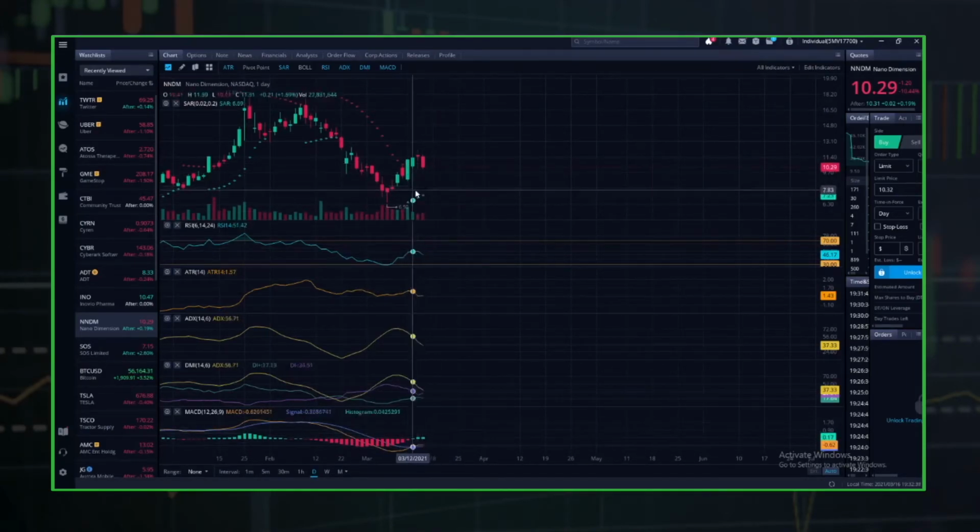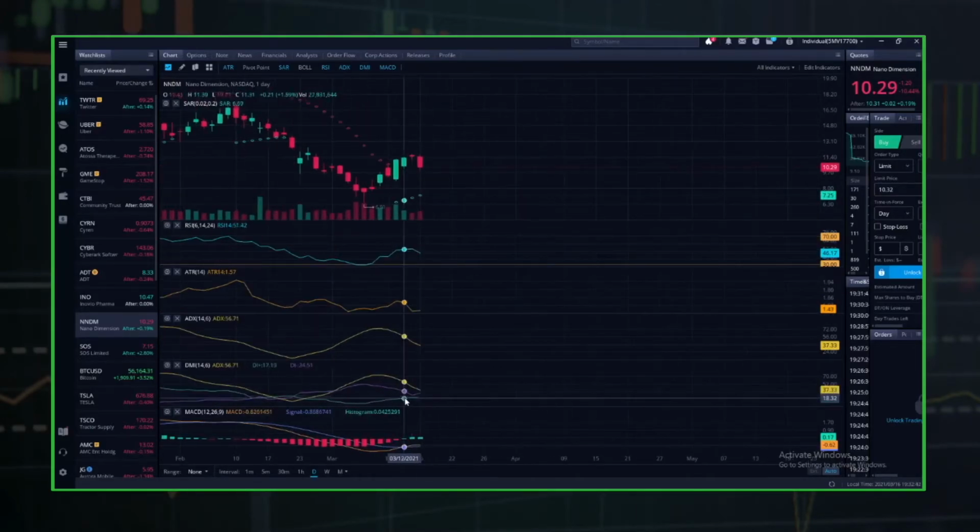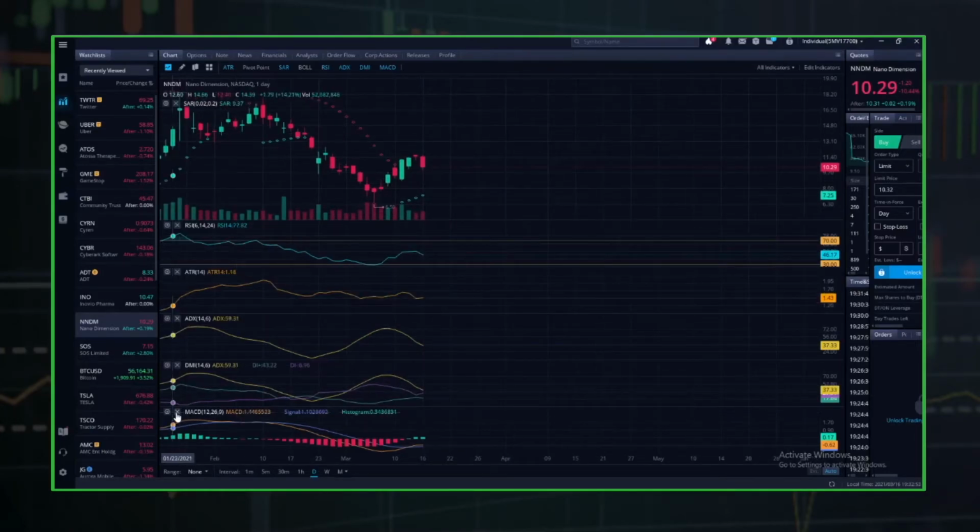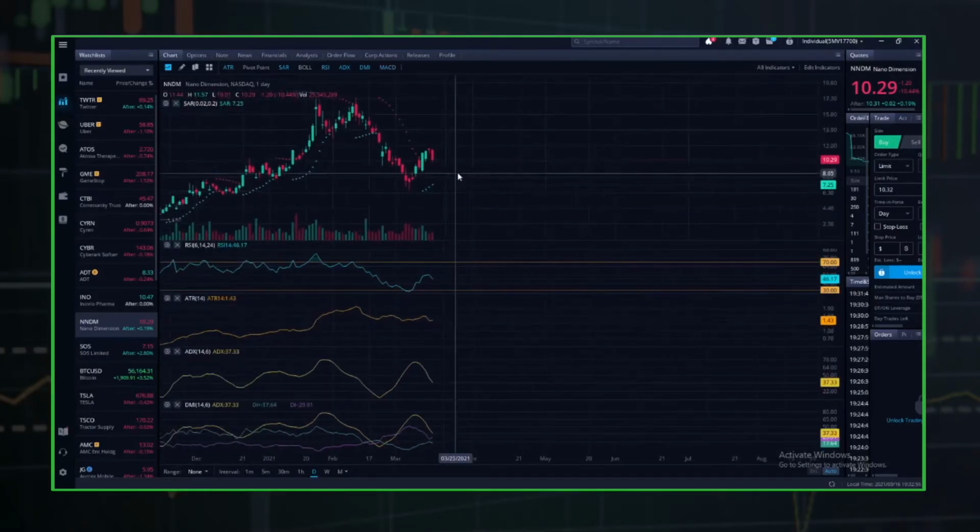The MACD is confirming the SAR indicator, whereas the DMI is a little bit slower to react, it looks like. But ideally, this plus sign is going to cross above the purple minus sign, and the ADX, the yellow line, will ideally start going up, showing a strong uptrend. Here, the MACD. So this is how you use these 5 indicators together.